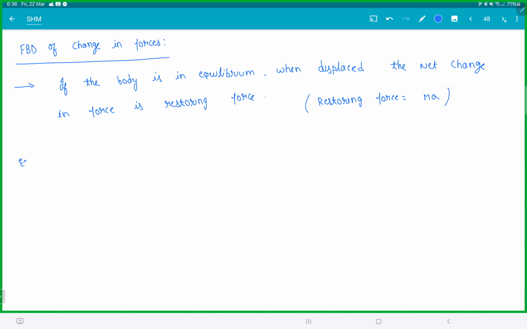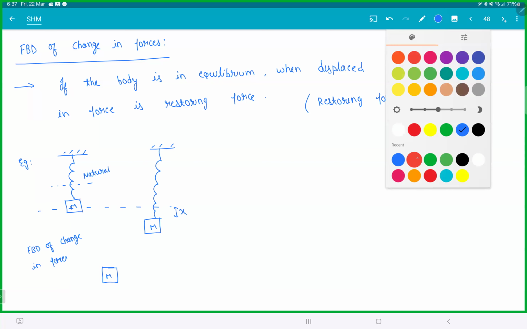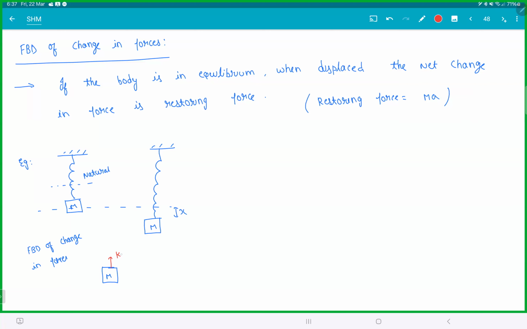Let me show you this. So in our question here, we have a spring and a block M. So this is your natural length. So already there is some force acting on the block. Now when you displace this by X, remember we are drawing only the FBD of change in forces. How much did the spring force change? The spring force is changed by K into X.